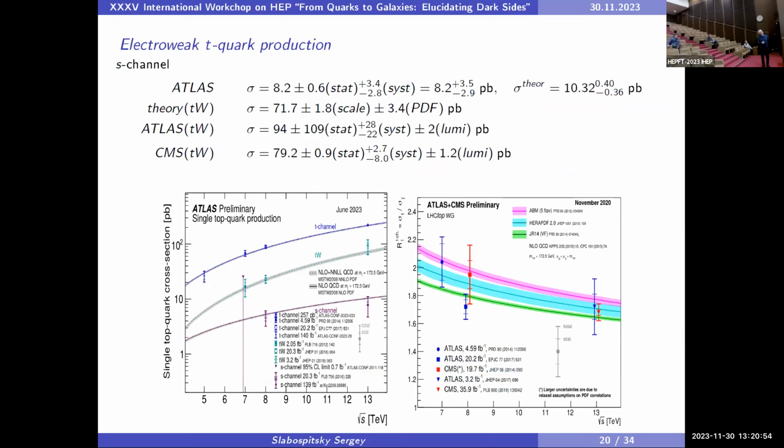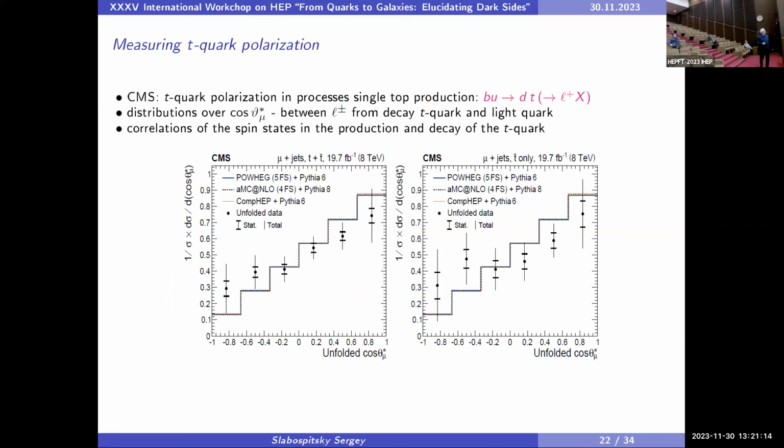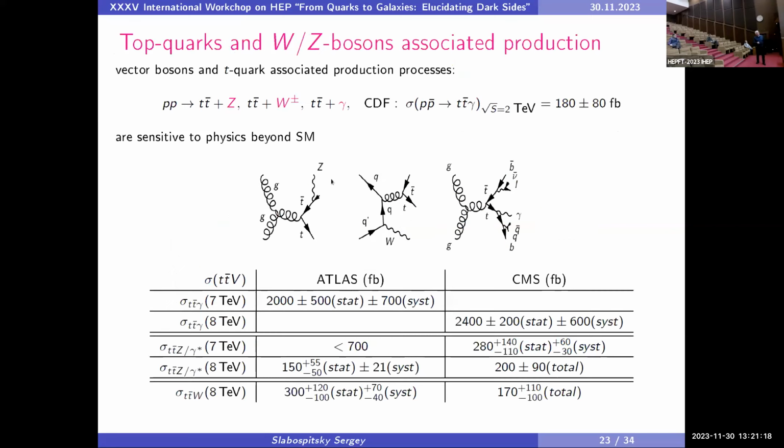Here I show you the results concerning the total cross-section production, and the results concerning V_tb measurements, and you see that our expectation from the total fit of the Cabibbo-Kobayashi-Maskawa matrix coincides with the experimental results. Top quark polarization, skip slide.